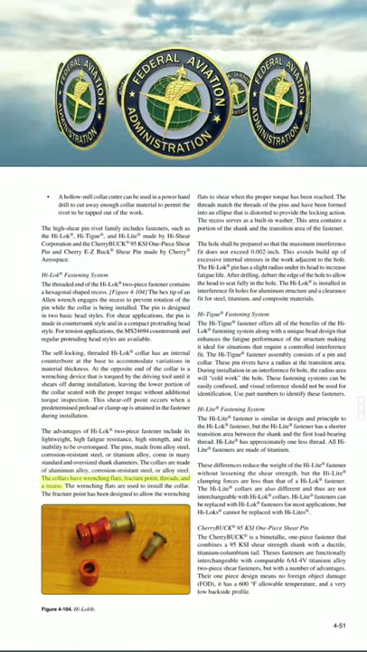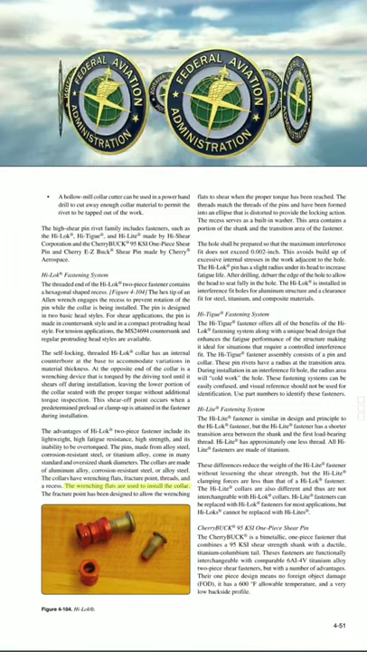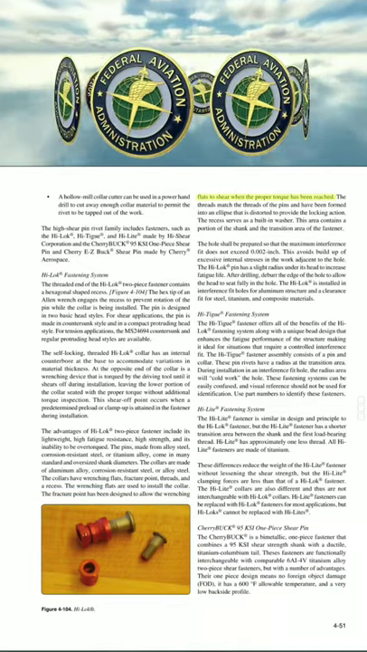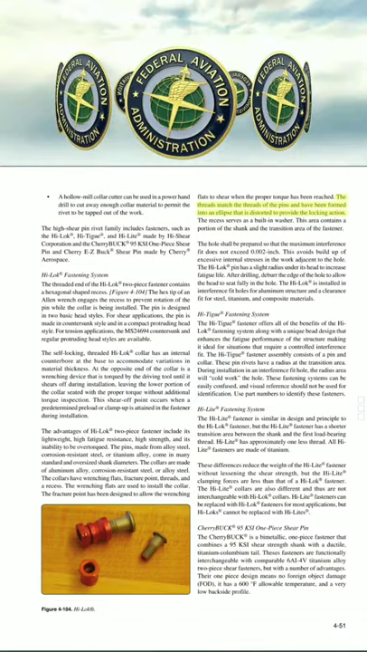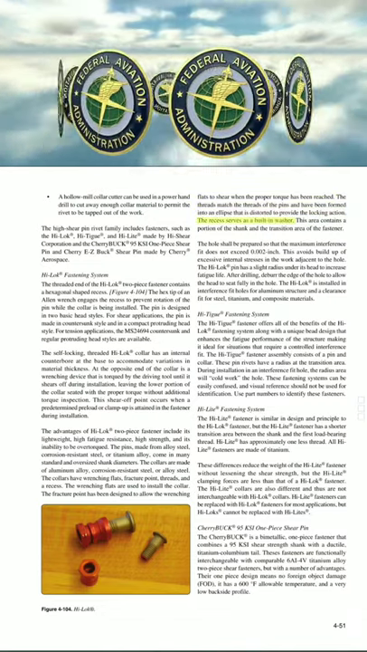The collars have wrenching flats, a fracture point, threads, and a recess. The wrenching flats are used to install the collar. The fracture point has been designed to allow the wrenching flats to shear when the proper torque has been reached. The threads match the threads of the pins and have been formed into an ellipse that is distorted to provide the locking action. The recess serves as a built-in washer.